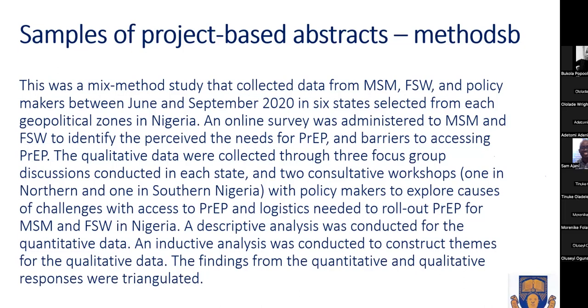to accessing PrEP. The qualitative data were collected through 3 focus group discussions conducted in each state and 2 consultative workshops, one in northern and one in southern Nigeria, with policymakers to explore causes of challenges with access to PrEP and logistic needs to roll out PrEP for MSM and female sex workers in Nigeria. A descriptive analysis was conducted for the quantitative data. An inductive analysis was conducted to construct themes for the qualitative data. The findings from the qualitative and quantitative data responses were triangulated.